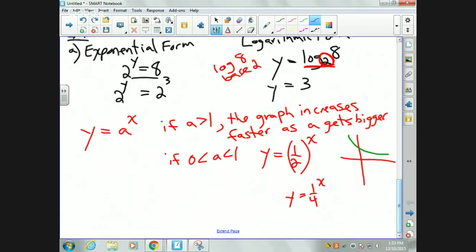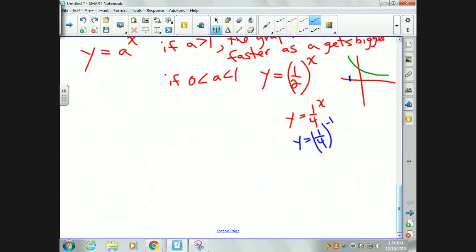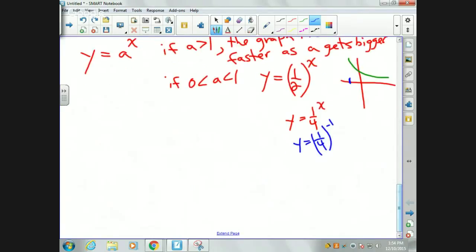What happens when x is -1? Sorry, not a, x. We get (1/4)^-1. Where do we go with this? Aaron's going to have a hard time with this. I don't think you did negative exponents, did you? Last year? That's why. But the rest of you should be okay.